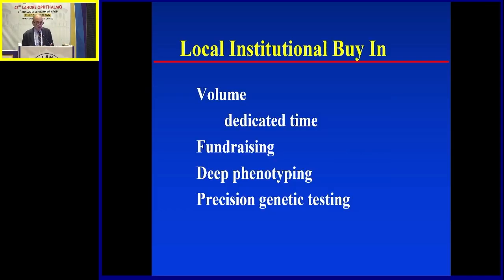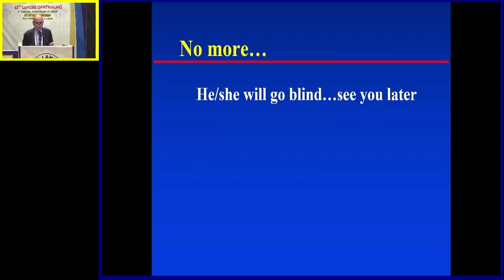You have to have local institution buy-in. I know your patient volumes are huge. It takes dedicated time. In my clinic, if I see 12 patients in a day, 15 patients a day, that's huge because it takes so much time to see these patients. But my institution supports that. It allows me to see fewer patients. Fundraising, there's a lot of rich people in Pakistan. Deep phenotyping, to really do the job to narrow your gene hypothesis, and then precision genetic testing.